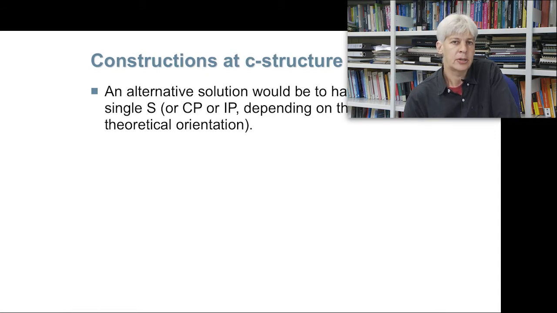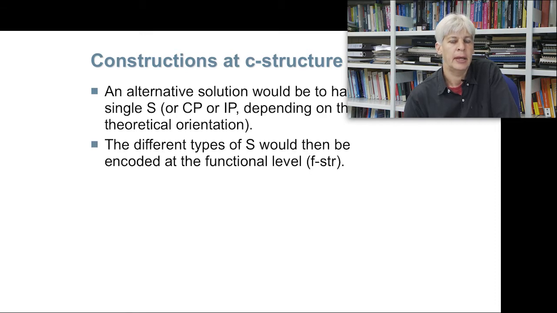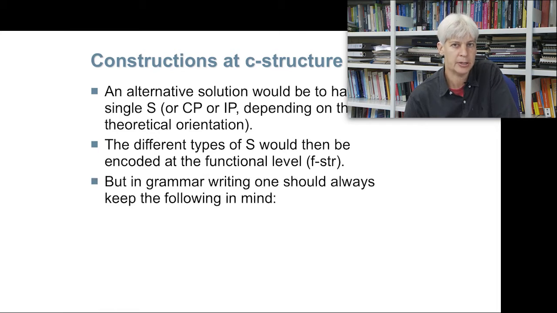An alternative solution, as I said, there are alternative solutions. You could just have a single S or CP or IP, depending on what your theory about structures is. You would have a single S, and then in order to say we have interrogatives or imperatives or whatever, you would have lots of disjunctions within that S rule, and you would have lots of different function annotations. This is absolutely possible, but it's less elegant than the solution we have here.